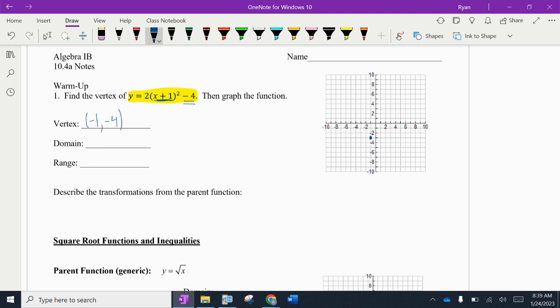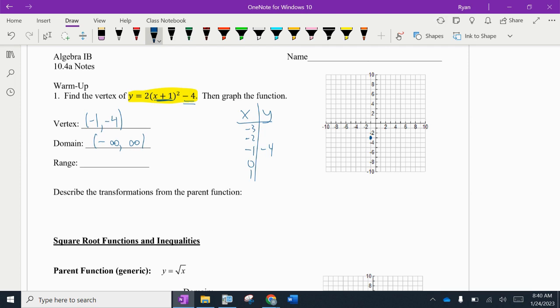For these parabolas, what was always the domain? It could go all the way to the left. It could go all the way to the right, -infinity to infinity. Then what we did to figure out the range is we made a table. We put our vertex right in the middle, -1, -4. We put a couple of points to the left. We put a couple of points to the right. Ran them through the equation to get the y values.